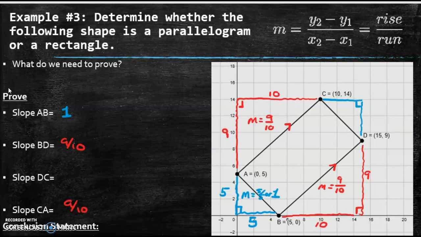All right, let's do the extras. We're going across here. So we're going from a 10 to a 15, which means you're going a total of 5. Y's, you're going from a 14 down to a 9. So 14 minus 9 is a 5.